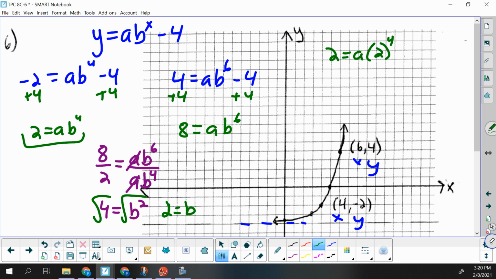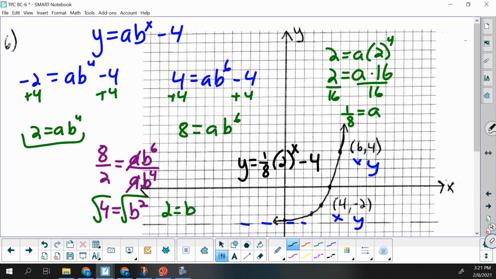That means we're doing 2 times 2 times 2 times 2. 2 times 2 is 4, times 2 is 8, times 2 is 16. So we have 2 is equal to a times 16. Opposite of multiplying is dividing. And 2 16ths, if we divide them by 2, will give us 1/8 for a. So our final equation will have y equals 1/8 times 2 to the x with the minus 4 on the end.